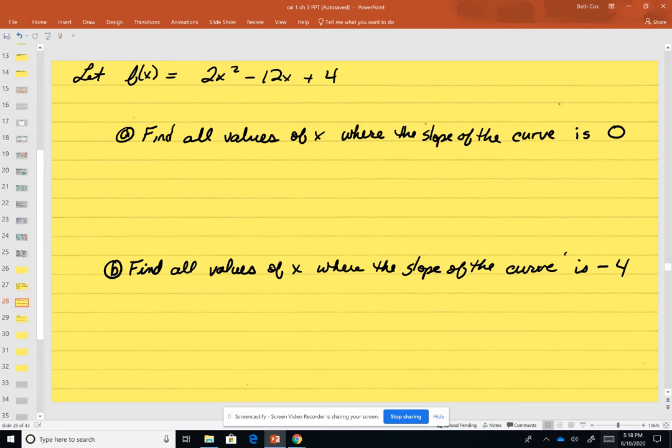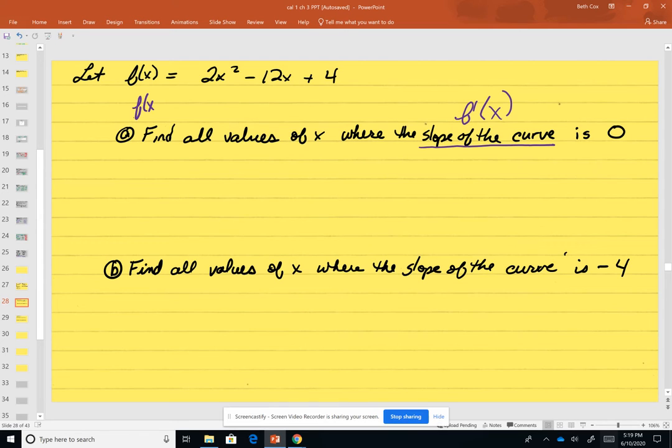Okay, so this one says let the function be 2x squared minus 12x plus 4. And it says find all values of x where the slope of the curve is 0. So the first thing we want to do is remember that the slope of the curve is the derivative. This is actually what they mean by the derivative. So we're going to do the derivative of this function.